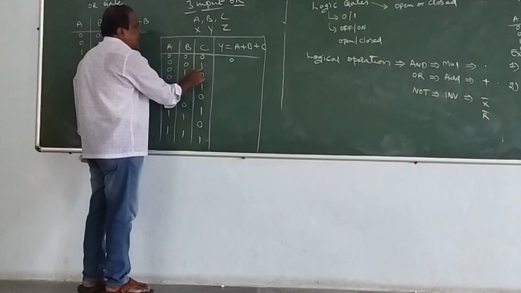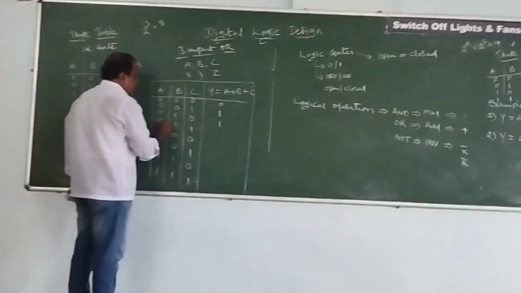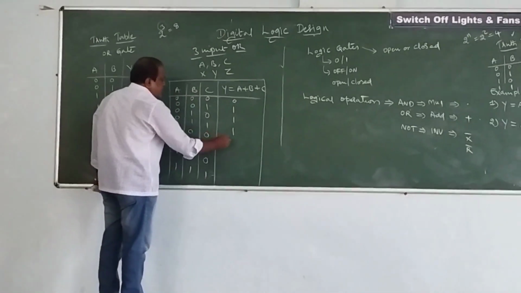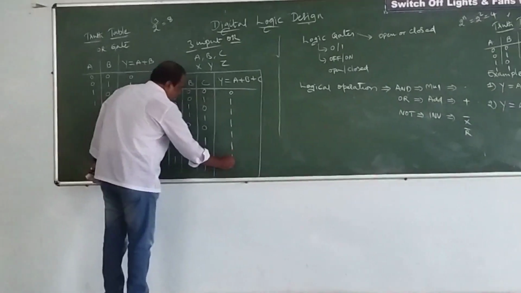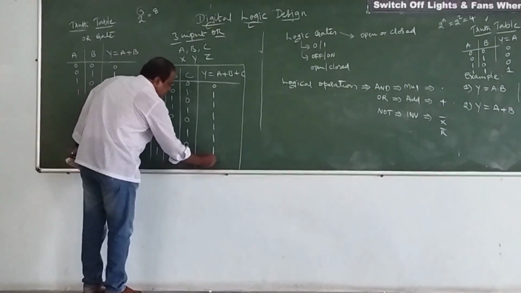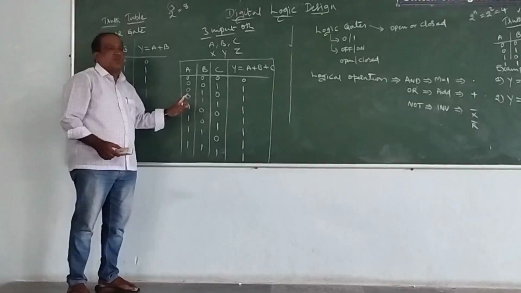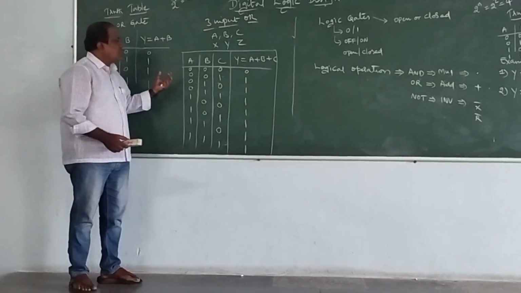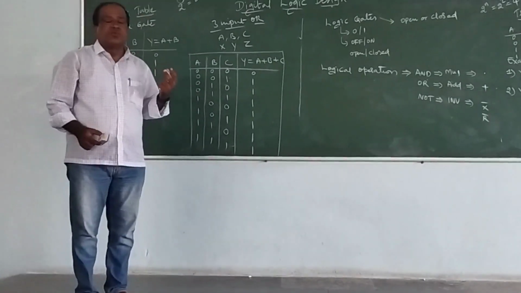If one of the inputs is high, its output will always be high. Here one of the inputs is high, so the output will be high. 1 plus 1 is also 1. Again the inputs are 1, 1, and again 1 plus 1 is 1. Again all 3 inputs are 1, the output is 1. So what you understand from this is, if one of the inputs is high, the output is always high in the case of the OR gate. These are the logical operations we need to understand with the help of the truth tables of the logical gates.